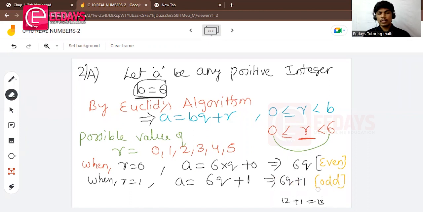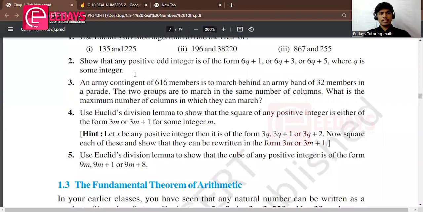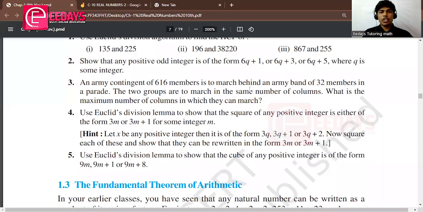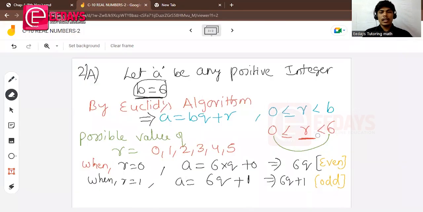Try to erase all those things. I hope you understood where we started. What is the question? I'll explain the question once again. We need to prove that 6q + 1, 6q + 3, 6q + 5 are odd integers. So I took the Euclid division lemma algorithm and conditions. Here B = 6, because in 6q + 1, in the place of B, 6 is there. I just substituted here: in between 0 and 6, we can take R values.